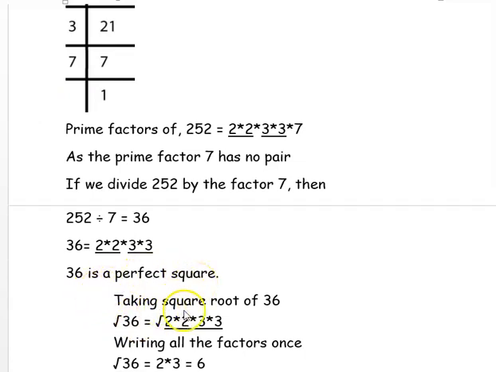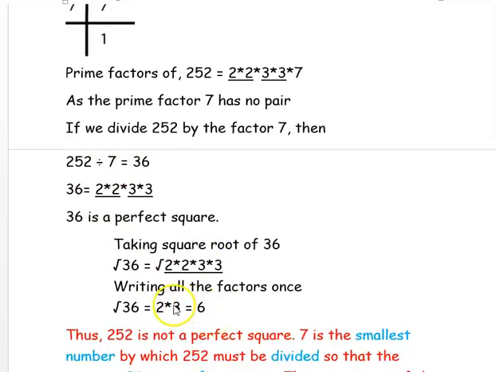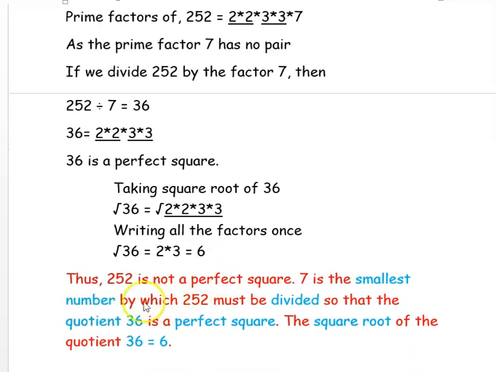Now we want to find the square root of 36. So the square root of 36 is equal to the square root of 2 into 2, 3 into 3. Writing all the factors once, as we know, the square root of 36 is equal to 2, I have written it once, 3, and I have written it once. So 3 into 2 is 6. Thus 252 is not a perfect square. 7 is the smallest number by which 252 must be divided so that the quotient 36 is a perfect square. The square root of the quotient 36 is 6.